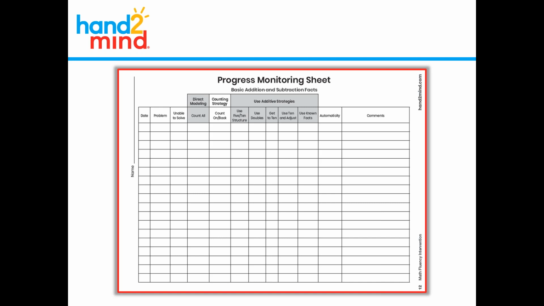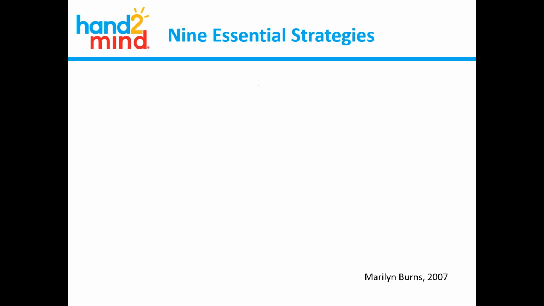This progress monitoring sheet can work for any problem, but I can look and see: are my kids just not able to solve it? Are they counting everything? Are they counting on, or are they counting back? And then what are we nudging towards? If we're nudging towards those additive strategies, what are those additive strategies? And so we put that, and do we feel like they've achieved automaticity? And we have that comment. So this is a way to track our students' progress.